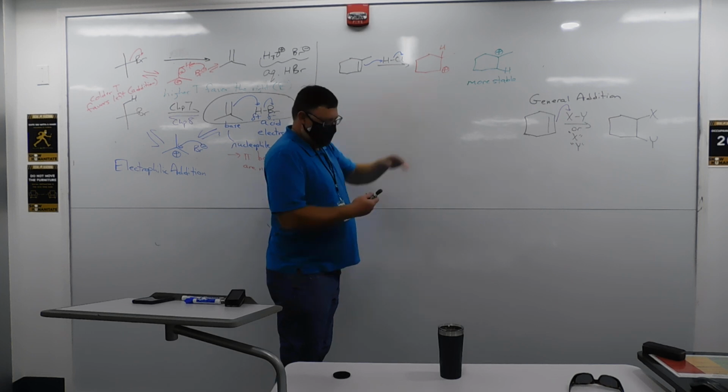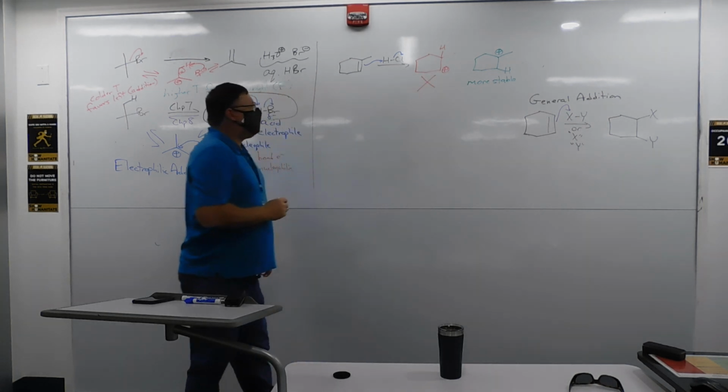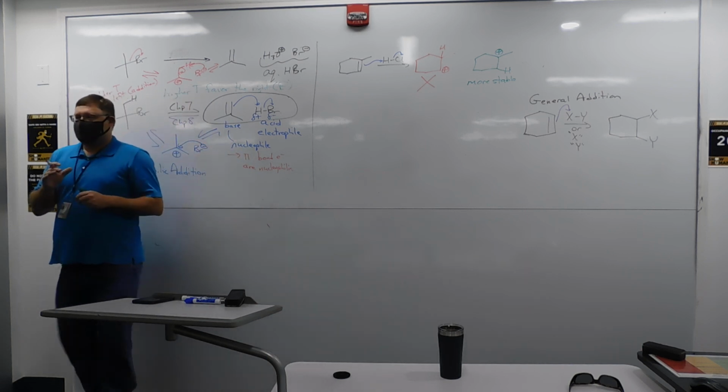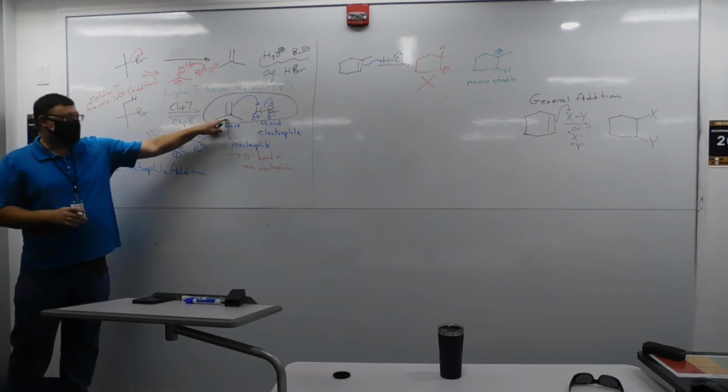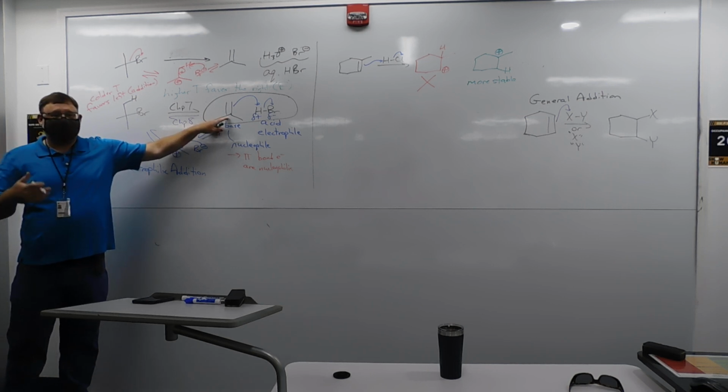Okay, so we are not going to see this. All of these electrophilic additions, right? The reactions where we take an alkene, we add an electrophile, we get a cation. All of those will always give the more stable cation.